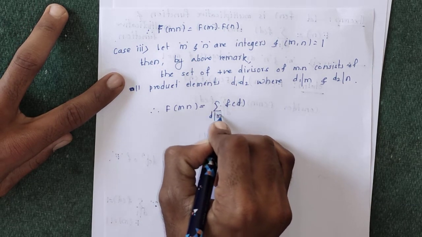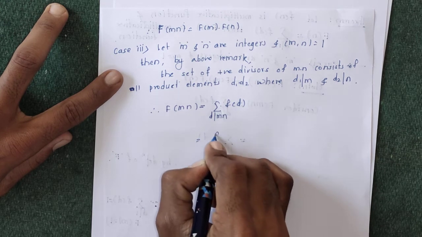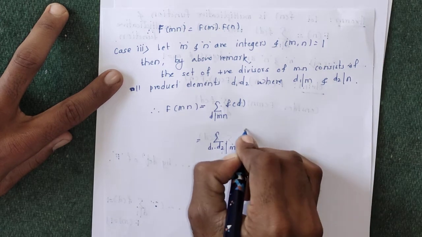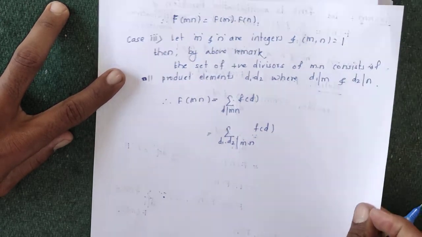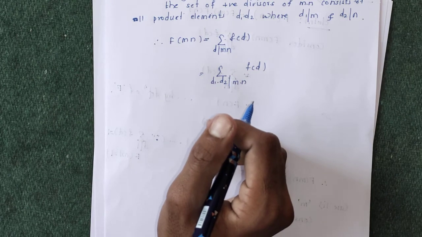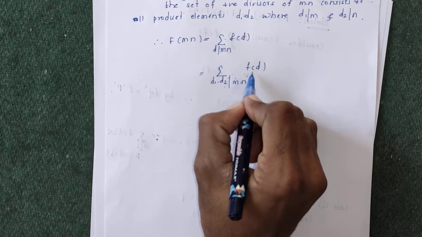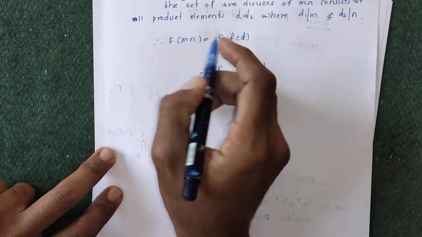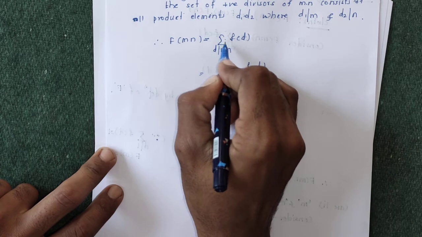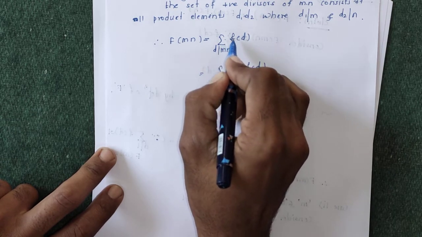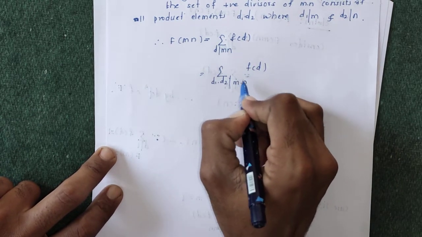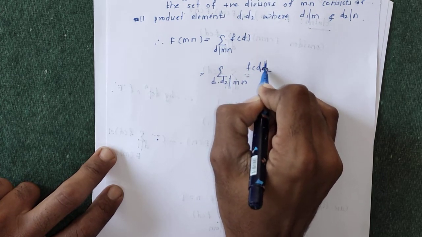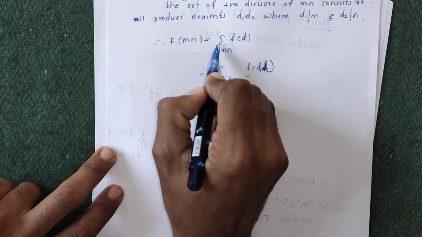where d is a divisor of m into n, but we have the divisors are of the form d1 into d2 dividing mn, such that this f of d. Now we are given that f is a multiplicative function. Here we have F of mn is equal to the summation of d dividing mn, f of d, here d1 into d2 dividing mn. Use the proper definition here, f of d.